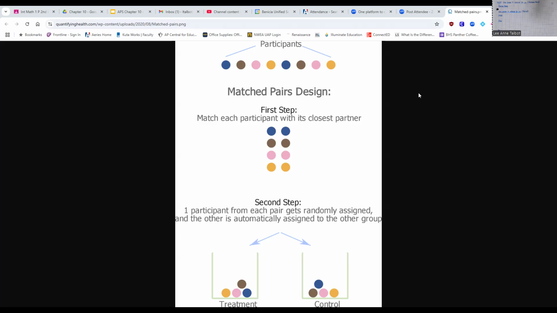Anyway, and then the second step is one participant gets randomly assigned or randomly selected. It doesn't have to be an experiment. And then the other one is automatically the other group. And what they do is they take some kind of statistic, an average of something, height, weight, something, I don't know. And then they usually subtract it and find a difference. Okay, so the math is actually easier when it's paired. But you guys need to just be able to tell which is its own skill.